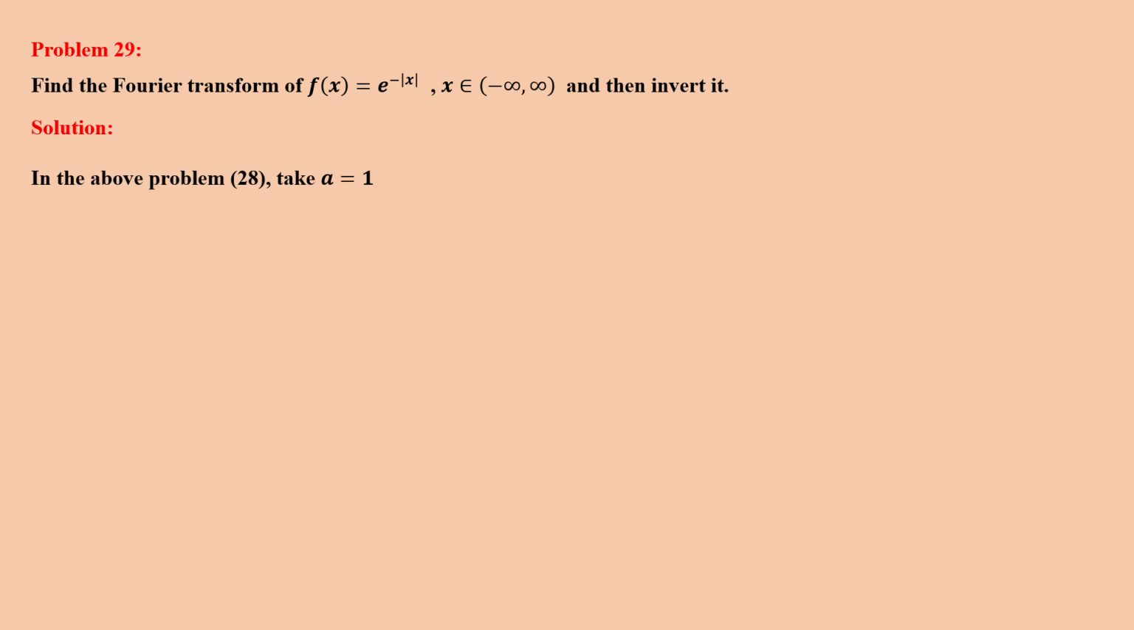That is the inversion. Now the next problem is like the previous problem. Find the Fourier transform of f of x is equal to e power minus mod x. Instead of a, you are having just mod x. The previous problem had e power minus a mod x. Here you are having e power minus mod x. So put a is equal to 1 in the previous problem and you will get the answer. Proceeding the same way, put a is equal to 1.